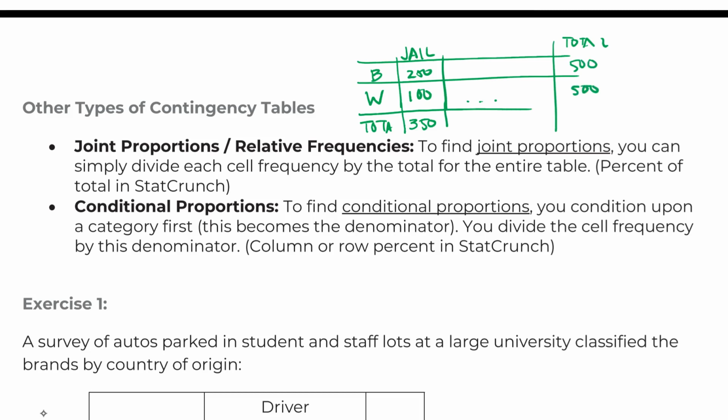So one way we could do this is that we could make this into joint proportions or relative frequencies instead. And relative frequencies are exactly what we saw in the frequency tables. I could just take everything here and divide it by 1,000. So instead of saying 25, we could say 25%. Instead of saying 100, we could say 10% or 0.1.